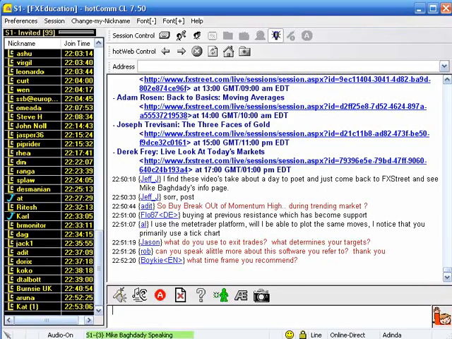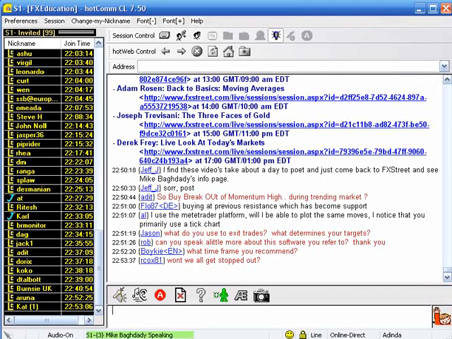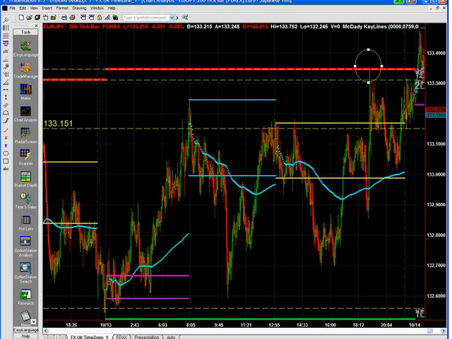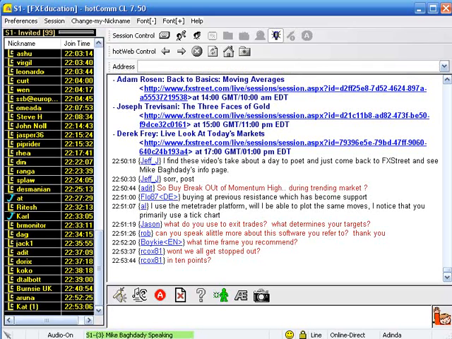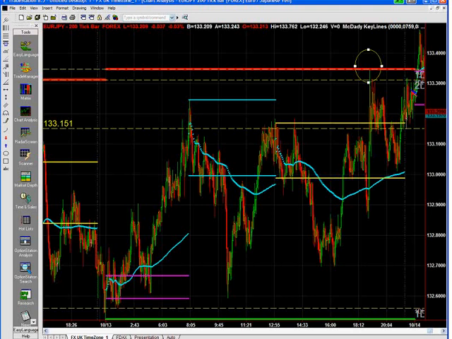I will realize that I made a mistake if the price does not stay above the momentum high. And you don't wait until you get stopped out. You have to have a reason to get into the trade. You have to have a reason to get out of the trade. And the rule is, what gets you into the trade gets you out of the trade.